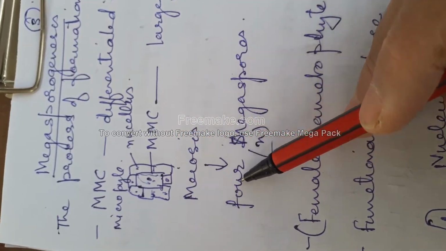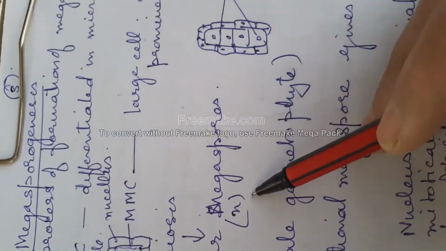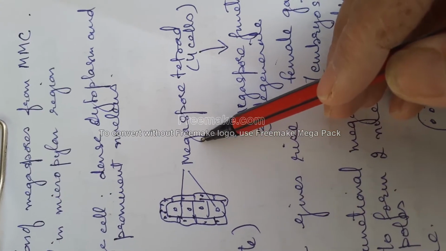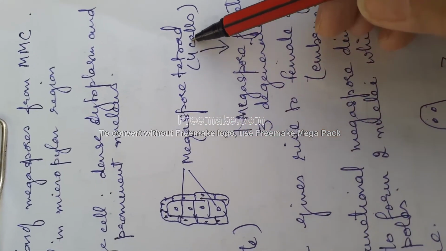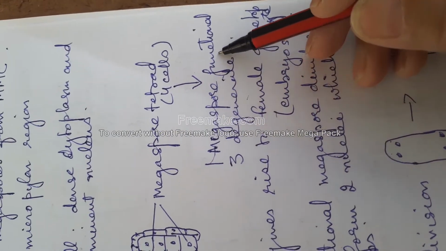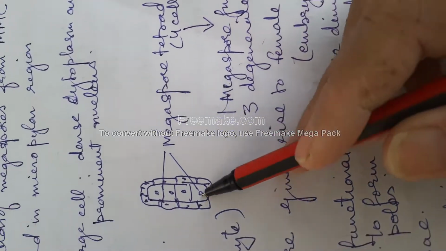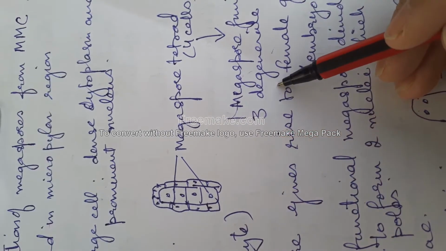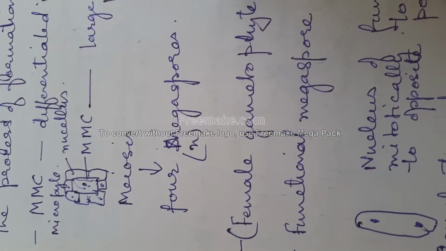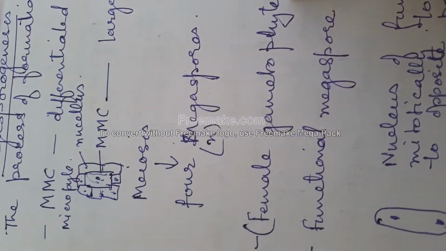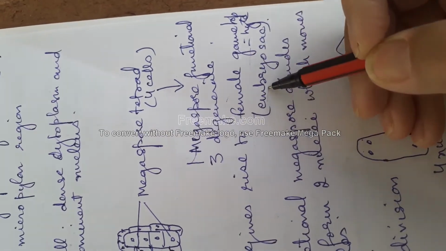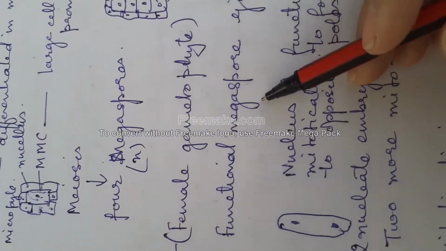Now this cell undergoes meiosis and forms 4 megaspores, which again are haploid. These 4 megaspores are formed by the division of the megaspore mother cell. So this is called a megaspore tetrad. And 1 megaspore is functional and 3 out of these 4 degenerate and only 1 megaspore remains. Now the functional megaspore gives rise to the female gametophyte or the embryo sac.